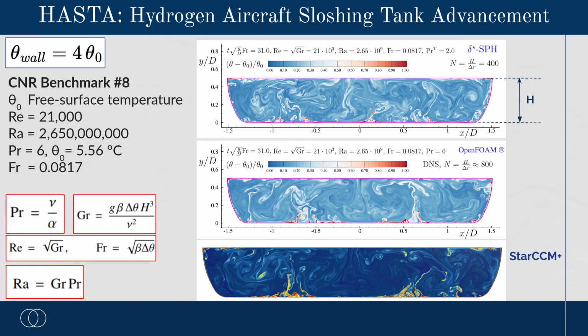Since we want to simulate liquid hydrogen, we need to tackle much higher Rayleigh number regimes. This is the second test case, where the Rayleigh number is about 2.6 billion, inducing a completely turbulent regime. Here is the comparison of the temperature field at the same instant between delta star SPH, OpenFOAM and Star-CCM+, which is another famous finite volume solver.